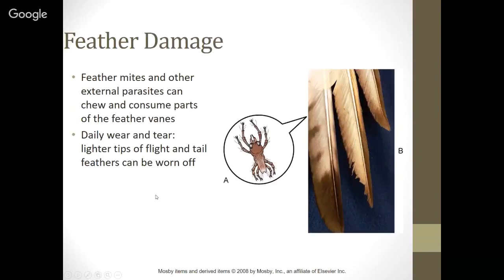All right, feather damage. Here's the disease of the feathers. Feather mites and other external parasites can chew and consume parts of the feather veins. Also, daily wear and tear. You can see the lighter tips of the flight and tail feathers can be worn off as well, especially if they're in a cage that is too small or too confining for them. But this is a sign of feather mites. We have chewing off of the tips of the feathers.